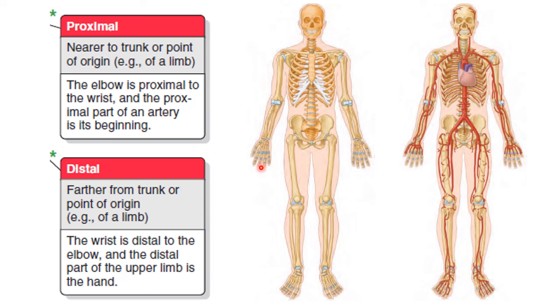And if we talk about the artery, this is known as the brachial artery. The brachial artery is distal to the subclavian or the axillary artery. So this is about the proximal and the distal position of the structure.